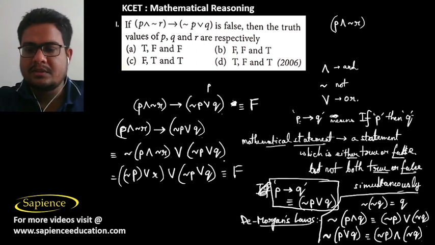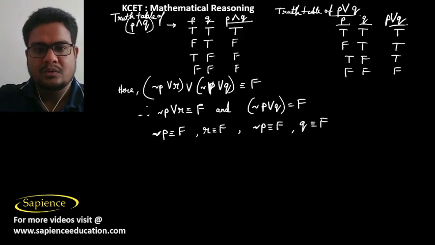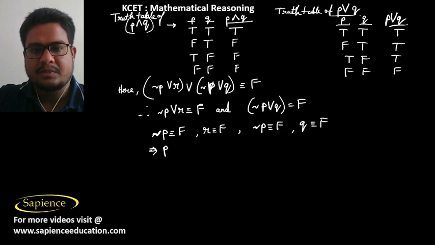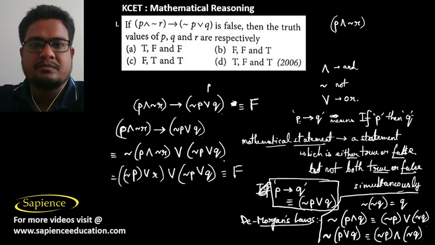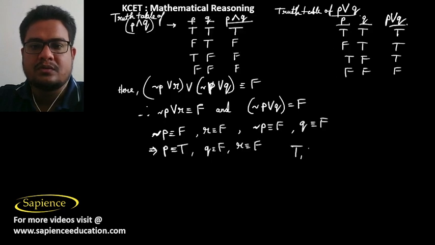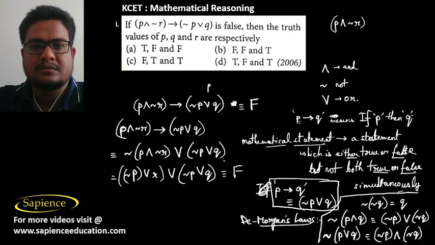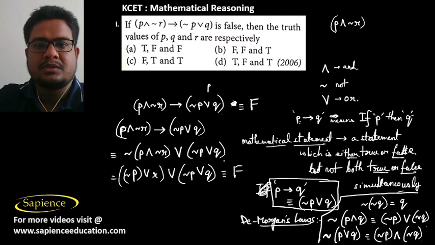So the truth value of not P is false. It means that the truth value of P will be true. The truth value of Q is also false. The truth value of R is also false. So therefore, the truth values of P, Q, and R are respectively true, false, and false. So option A is the correct answer.